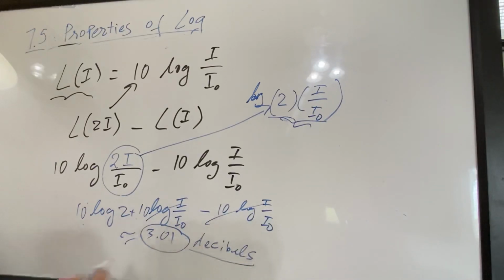Decibels. There we go. It's just a technique for how to use logarithms to figure out the increase in sound in your microphone. All right, guys, have fun. We're done with this example, and we conclude 7.5. Okay, I'll see you in the next video, guys.